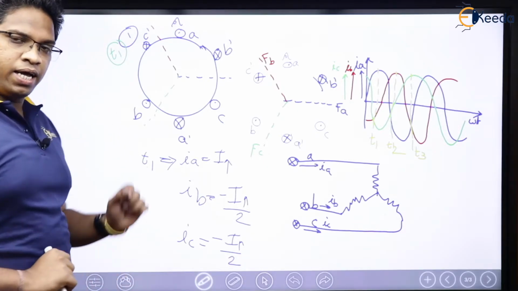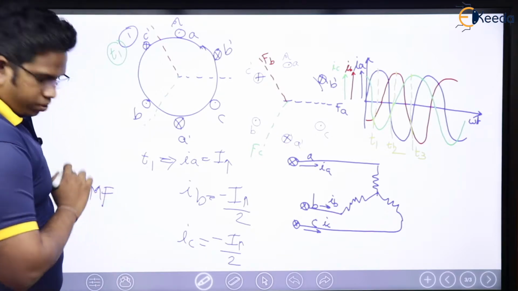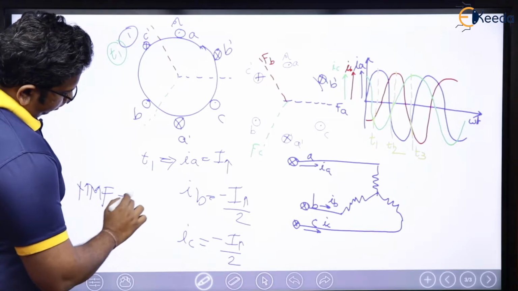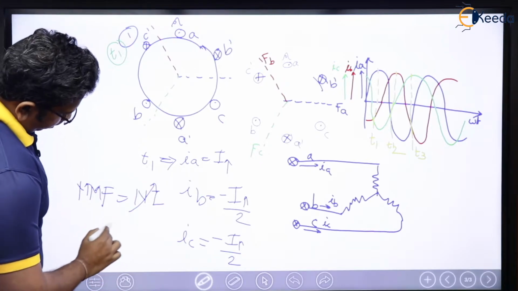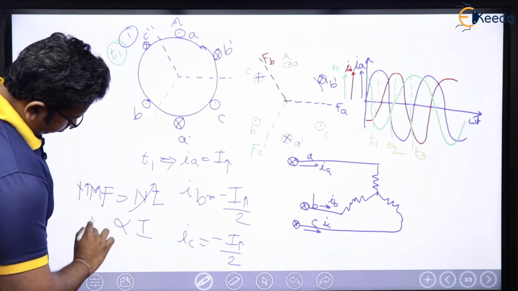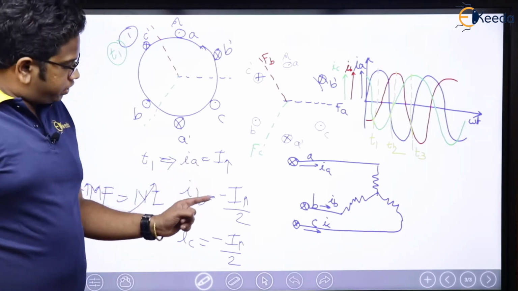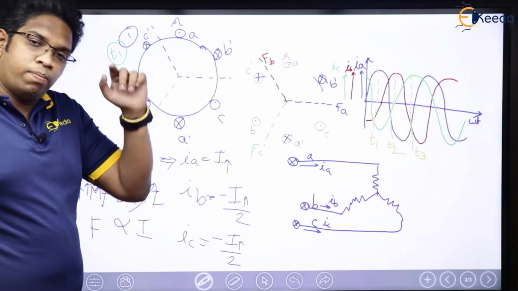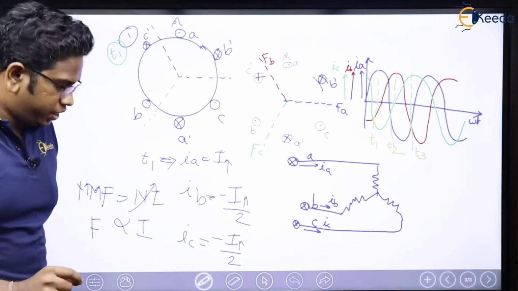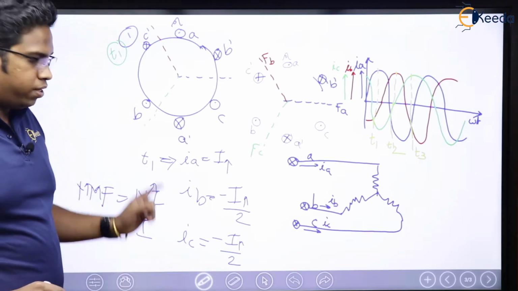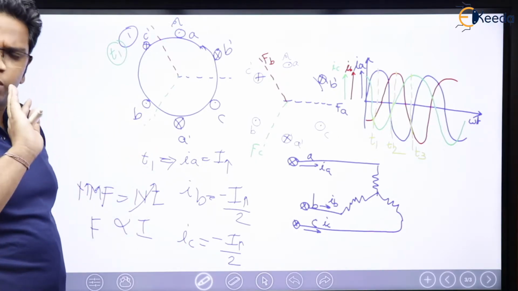Now, you tell me, we know that MMF is what? N into I. Let me just write it down. MMF is nothing but N into I. If N is constant, we consider MMF is proportional to current. MMF F will be proportional to current. Means if current is positive maximum, MMF will also be positive maximum, F max. Whenever current is half of negative maximum, MMF is going to be half of negative maximum. Let us understand it here. Very simple, don't worry, very simple.